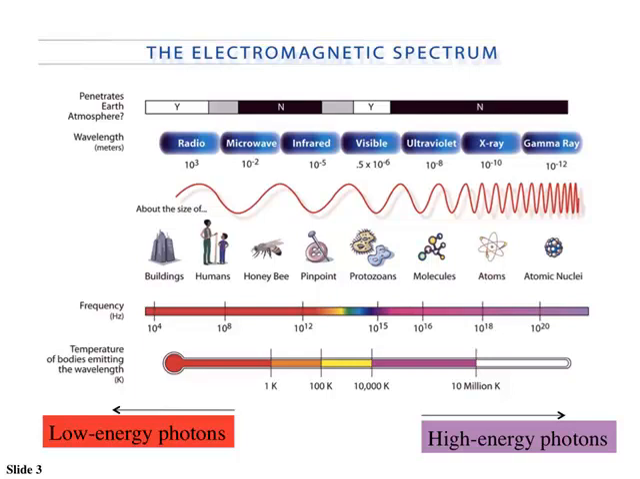And that's why we sense infrared radiation as heat. So we feel something is hot. What we're really sensing is the infrared radiation coming off of that thing.